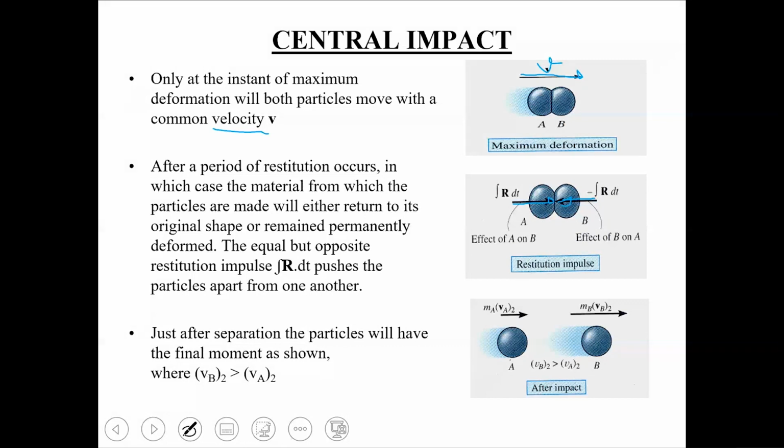Restitution क्या होती है कि वो material अपनी original shape जो है उस पे वापस आने की कोशिश करेंगे, जिसकी वजह से ये restitution impulse exert होगा. ये restitution impulse इन दोनों particles को separate कर देगा, and after separation, both these particles are going to move towards the right with velocity VA2 and VB2. In this case, VB2 is greater than VA2.